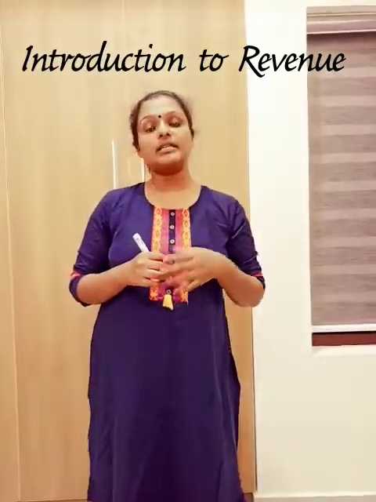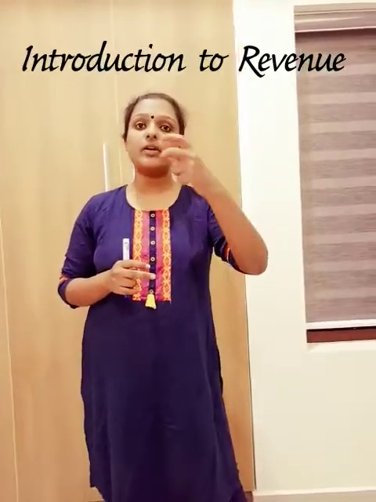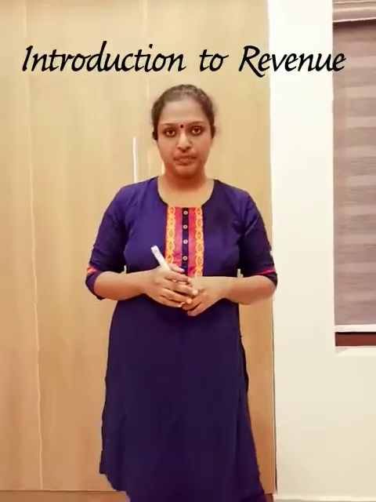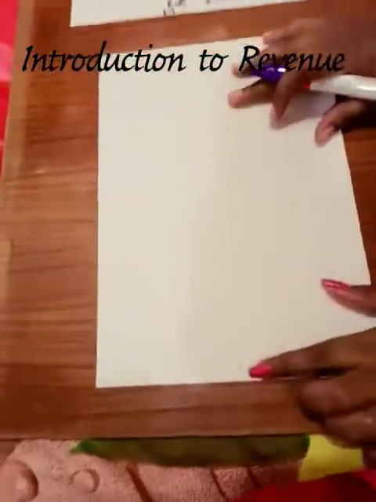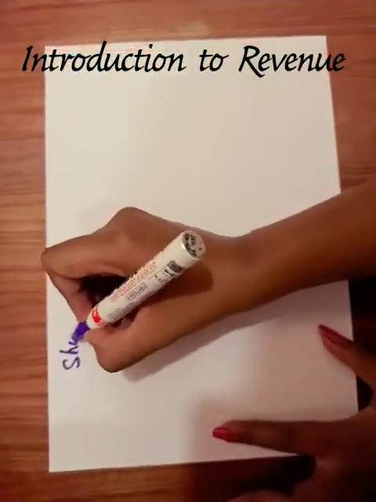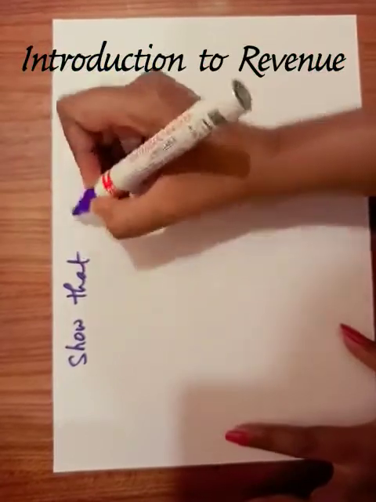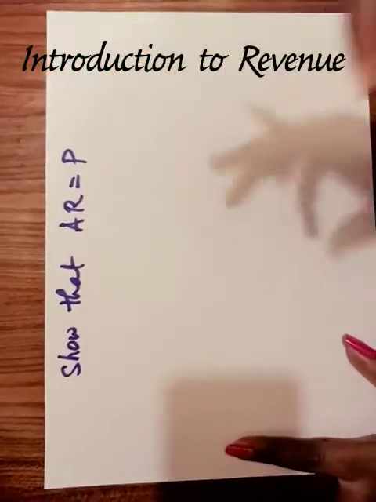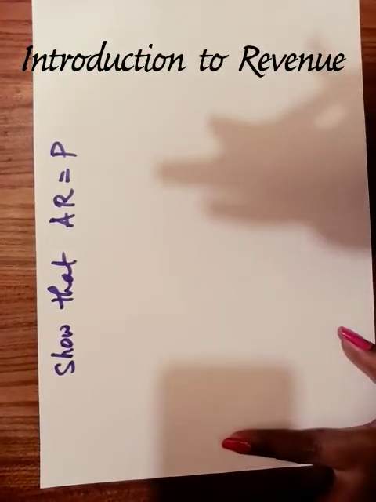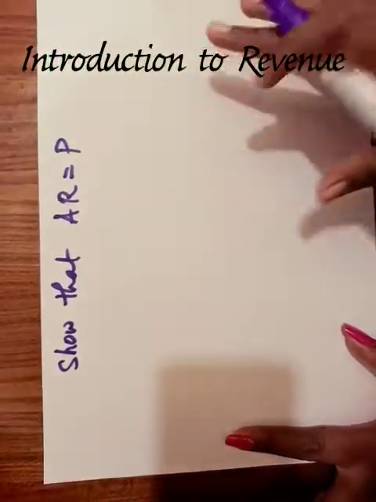The next one is average revenue. That is total revenue divided by Q. That is, for one output, what revenue you get. I have to show you a derivation, because there is a chance of a question coming: show that AR is equal to P. That means for one output what you are getting is the price, and that is also average revenue.